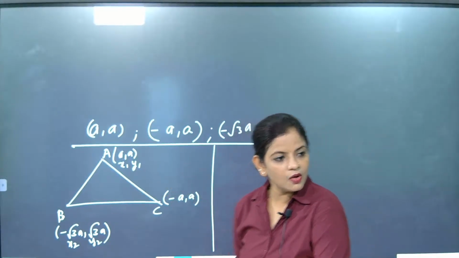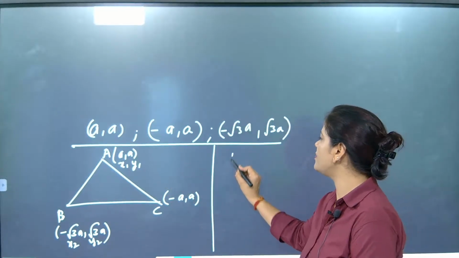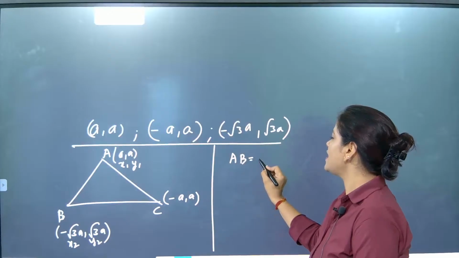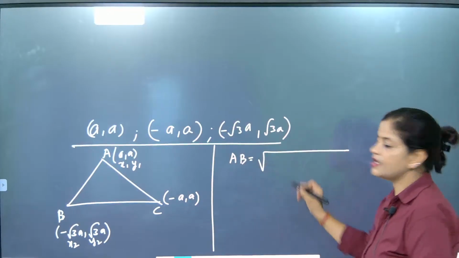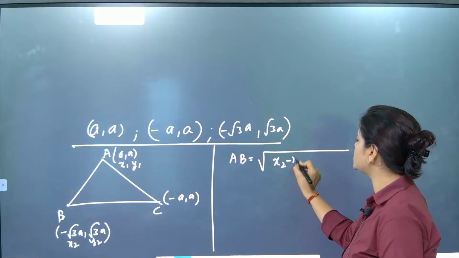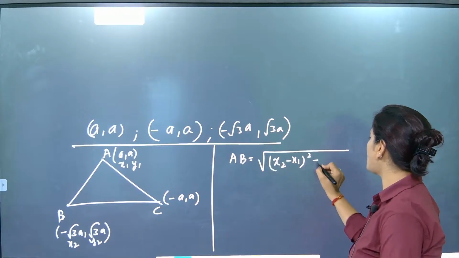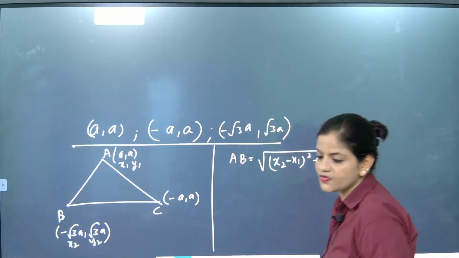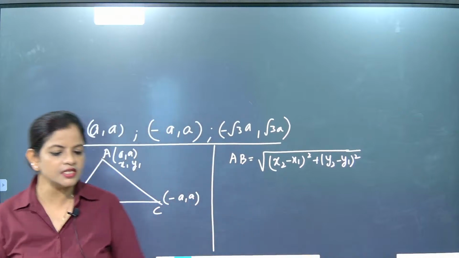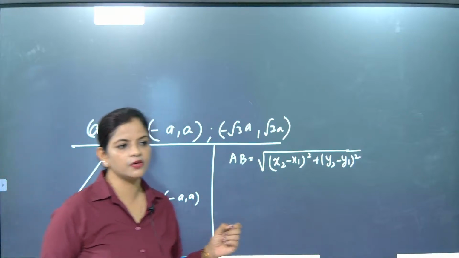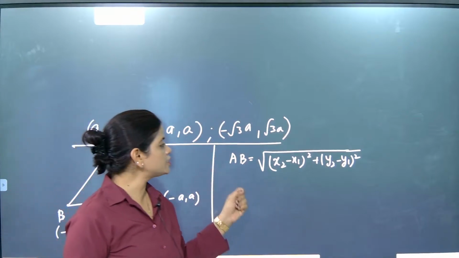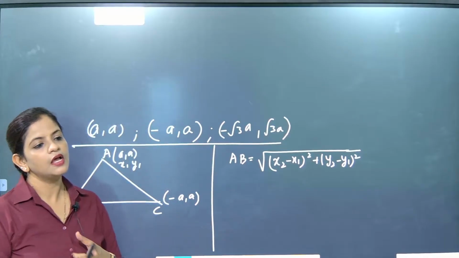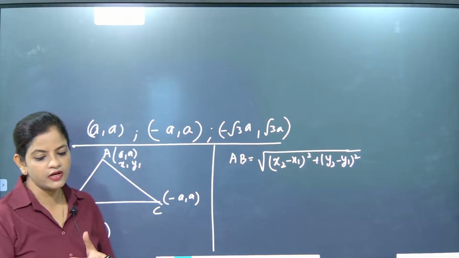Shall we start with it? What is the distance formula? Can you tell me what the distance formula says? AB is equal to root under x2 minus x1 squared plus y2 minus y1 squared. This is the distance formula, beta. AB is equal to root under x2 minus x1 whole square plus y2 minus y1 whole square.